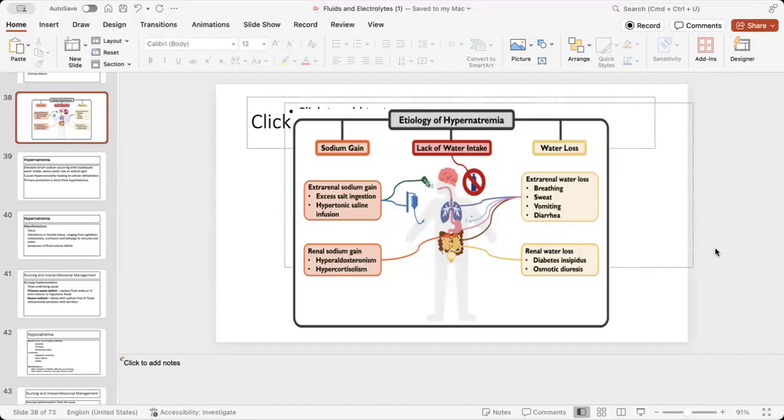Can you stop breathing, sweating, vomiting, diarrhea? No. Please don't stop your breathing, right? So you don't have to stop the patient's breathing. But what if they're breathing faster because they have a fever? Can you treat the fever? Yep. What happens if they have vomiting or diarrhea? Can you treat that? Yes.